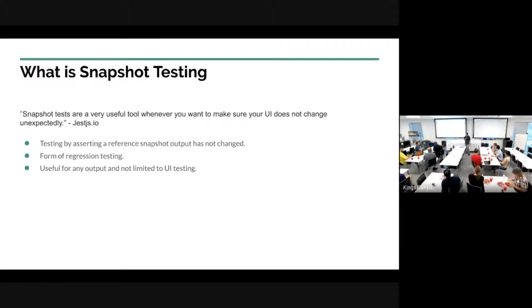So one thing about snapshot testing, I am going to go through some UI examples, but this is actually not limited to just UI testing. It's useful for any output. Could be just blobs of text, various objects, maybe even a post body for some sort of AJAX call.